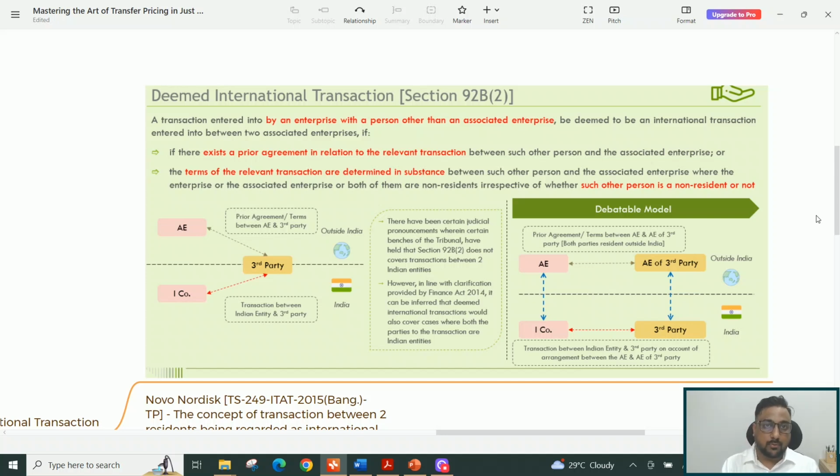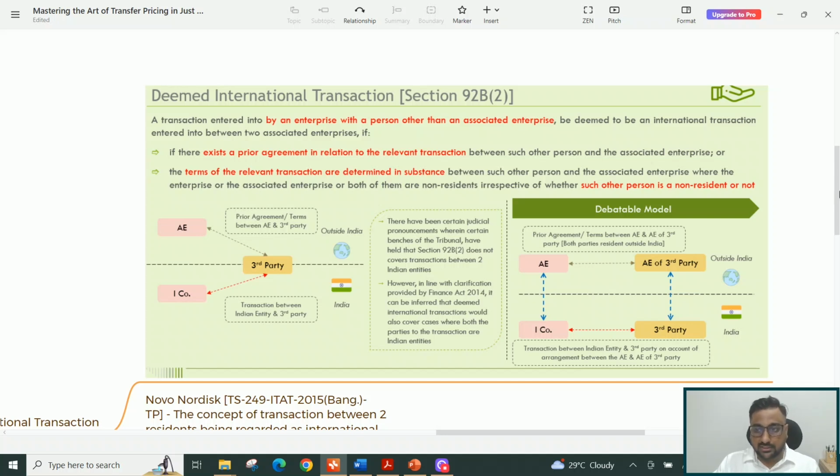If you don't do reporting and you don't take analysis or you don't have documentation to justify that arm's length analysis, then it is not advisable in such a scenario. So you have to be conservative and maintain the documentation. I hope this clarifies 92B(2).